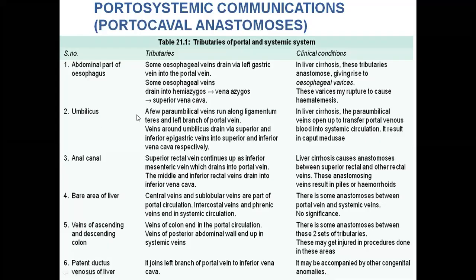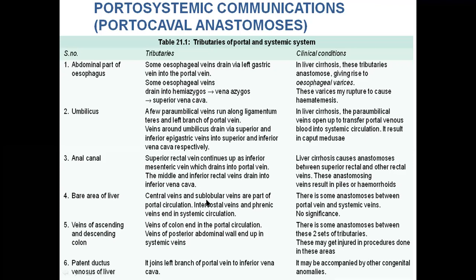For your convenience, you can use this slide where you have a full summary of the portocaval anastomosis. What are the tributaries? Around the umbilicus, we usually see a clinical condition in cirrhosis where paraumbilical veins open up to transfer portal venous blood into systemic circulation. It results in caput medusae, which I have shown you just now. In the anal canal also, we have the portocaval anastomotic network. Liver cirrhosis causes anastomosis between superior rectal and other rectal veins. These anastomosing veins result in piles or hemorrhoids.